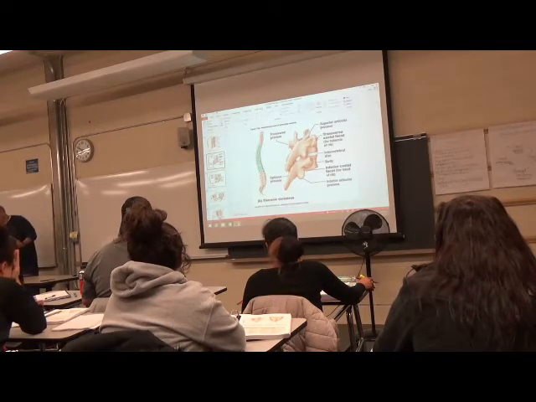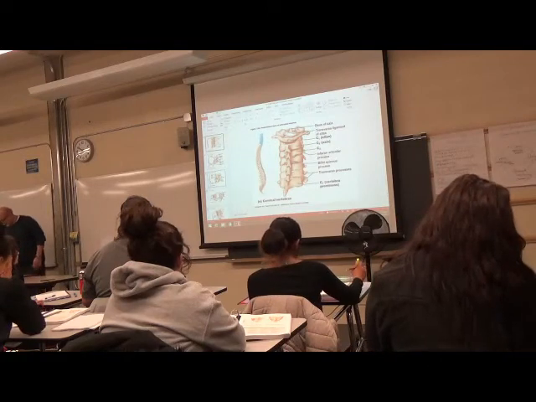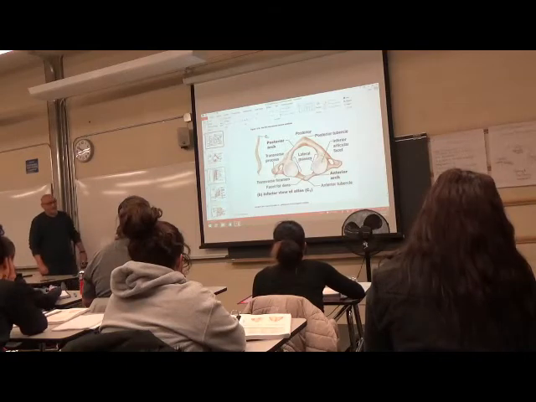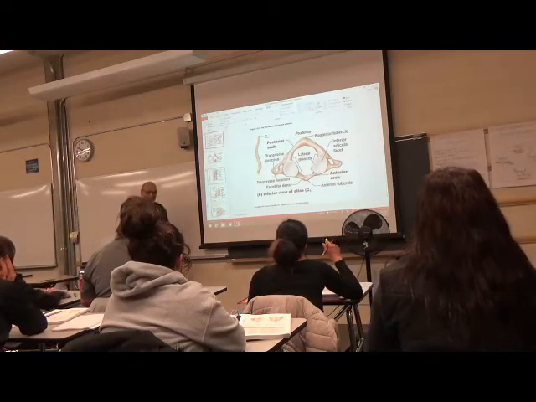So let's jump up to the cervical spine now. In the cervical spine, we have these weird shaped vertebrae. First of all, we have the first one, which is atlas.